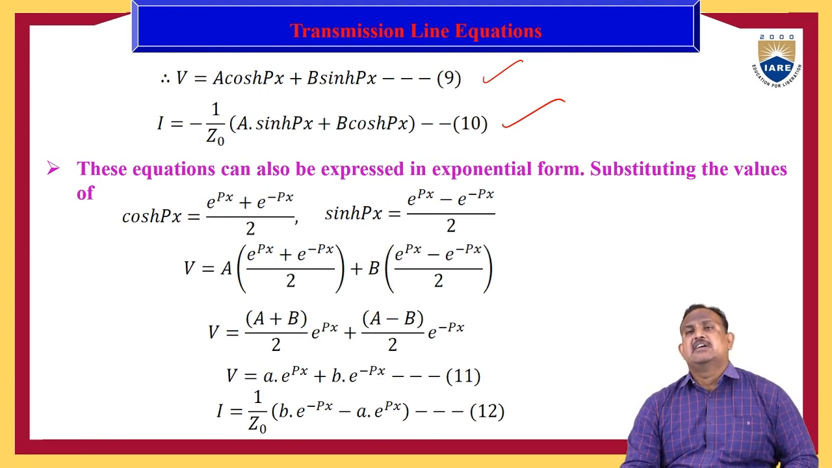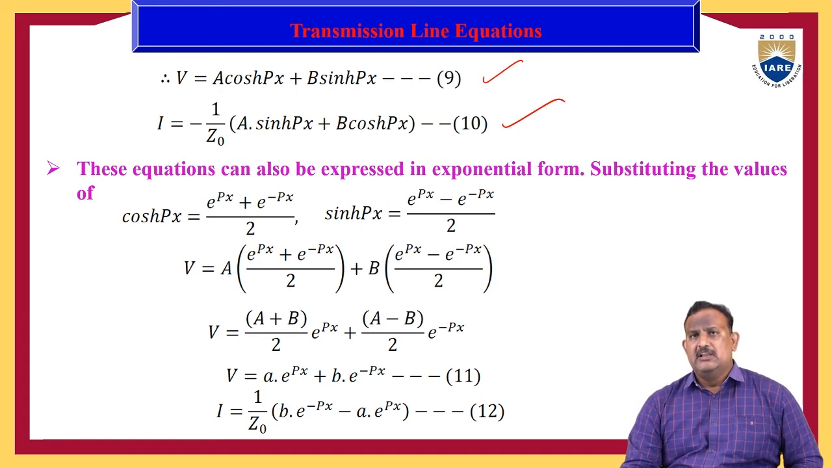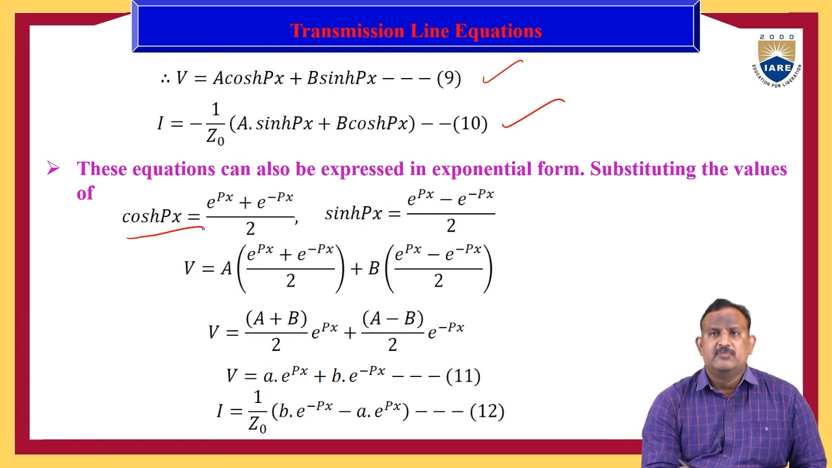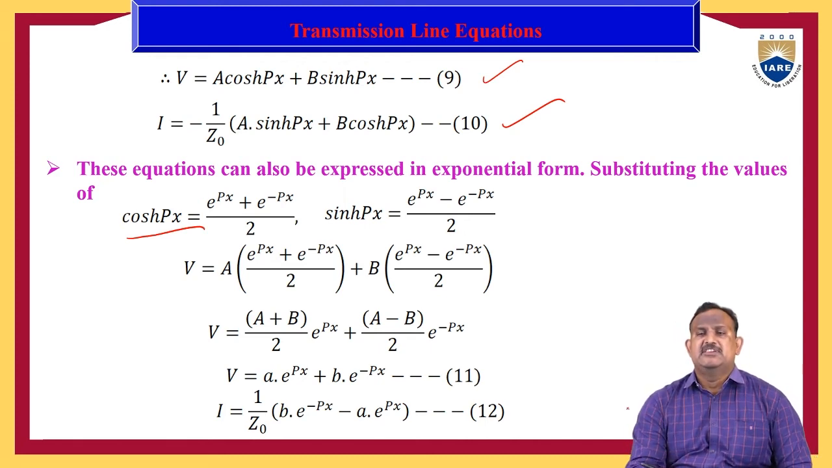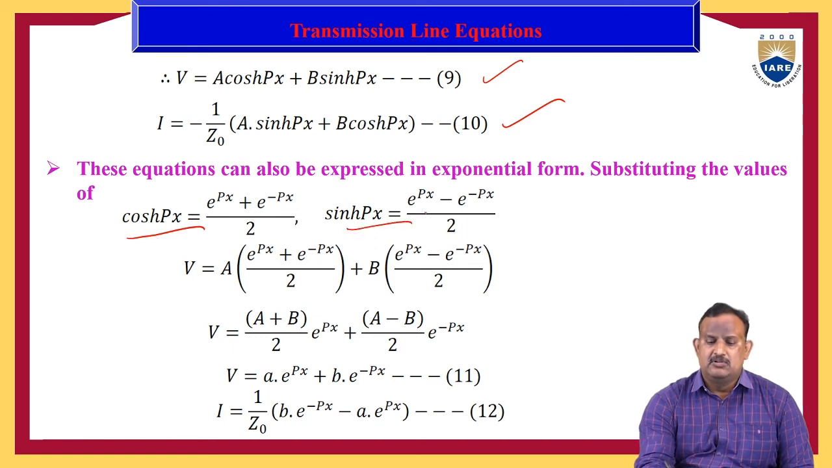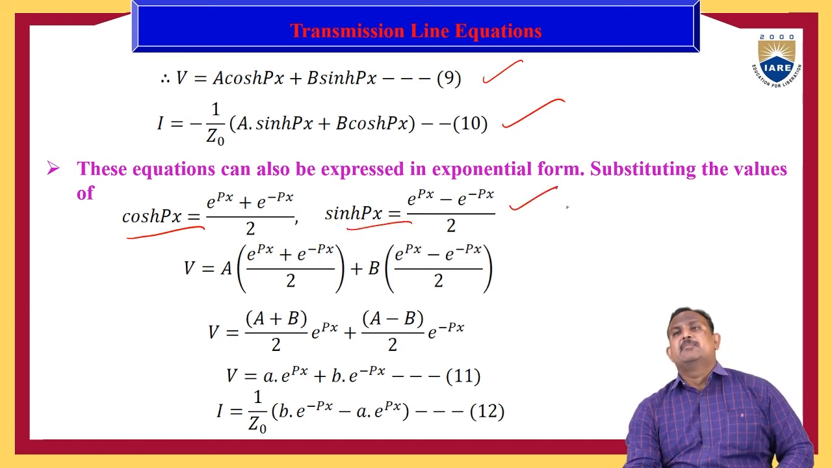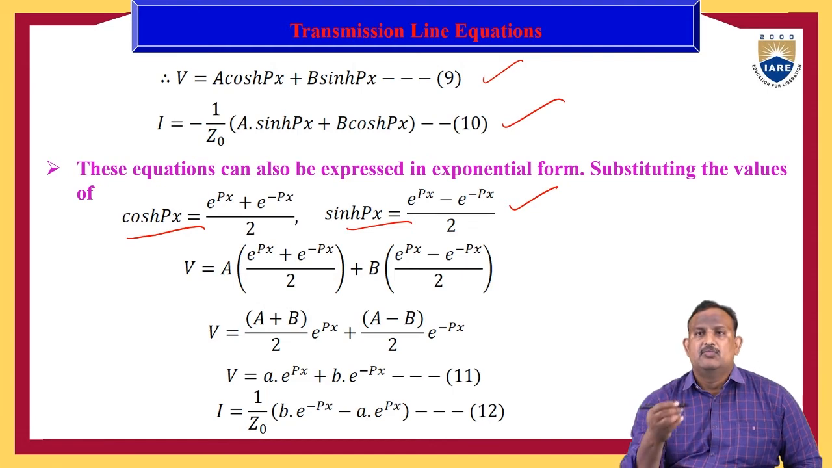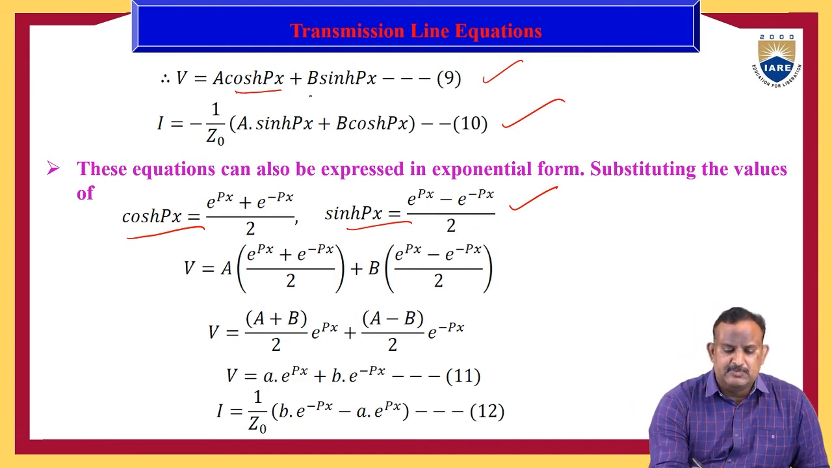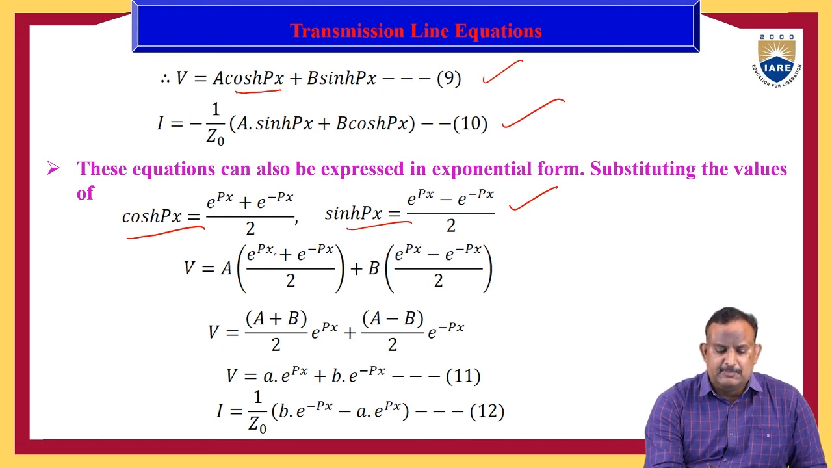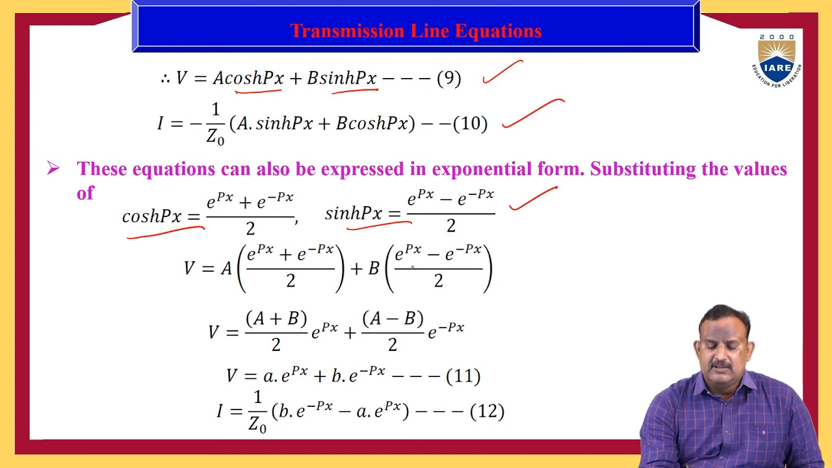These equations can also be expressed in exponential form. Substituting these values in the voltage and current expressions: cos hpx is equal to (e power px plus e power minus px) by 2, and sin hpx is equal to (e power px minus e power minus px) by 2. So here I am substituting (e power px plus e power minus px) by 2 in place of cos hpx, and (e power px minus e power minus px) by 2 in place of sin hpx.